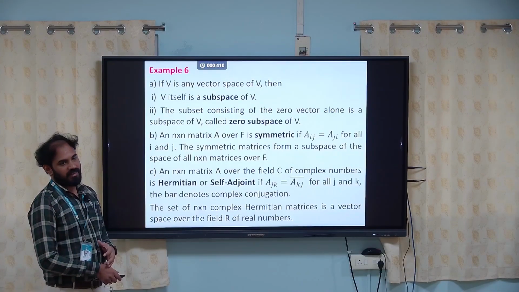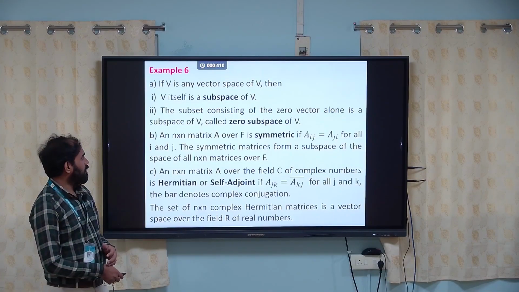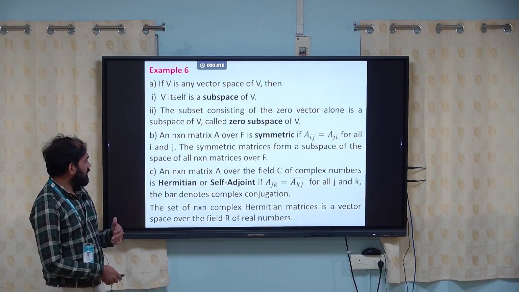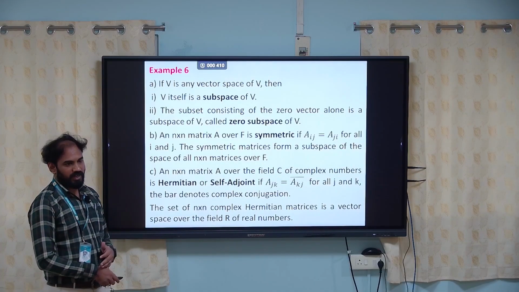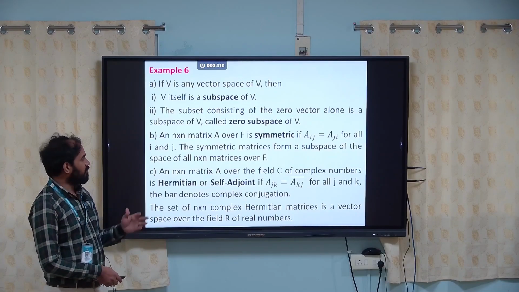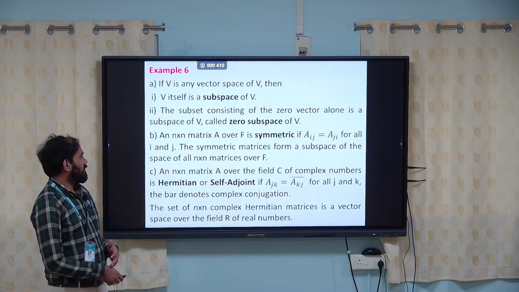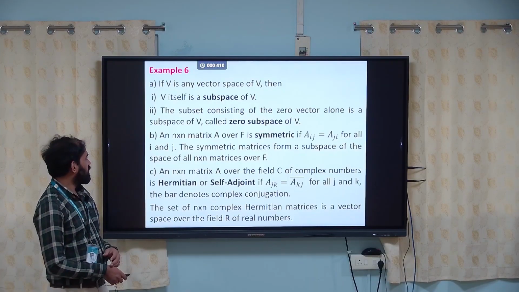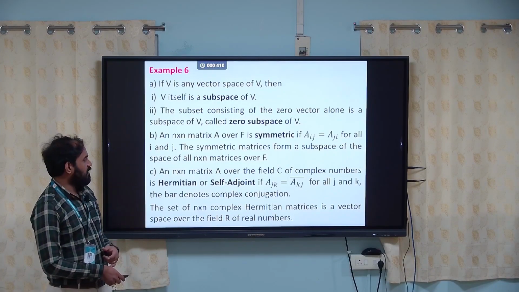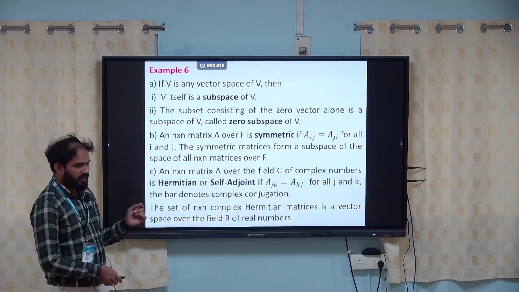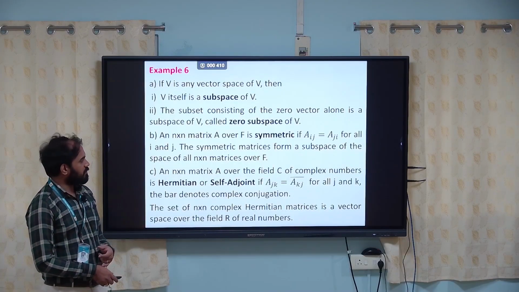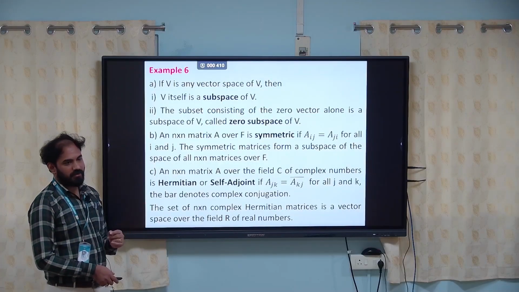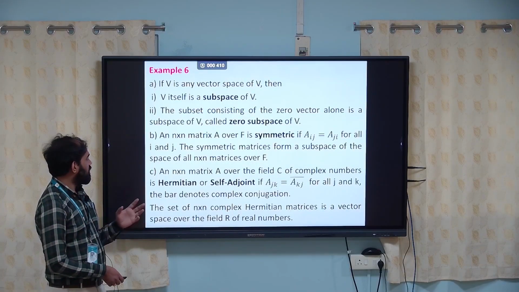Okay, we can see some other examples of subspaces of a vector space. If V is any vector space, then V itself is a subspace of V. This is also called a trivial subspace. The given vector space can also be considered as a subspace of V. Second, the subset consisting of the zero vector alone is also a subspace of V. It is called the zero subspace of V. This is another trivial subspace. The first and second examples are called trivial subspaces of the vector space.